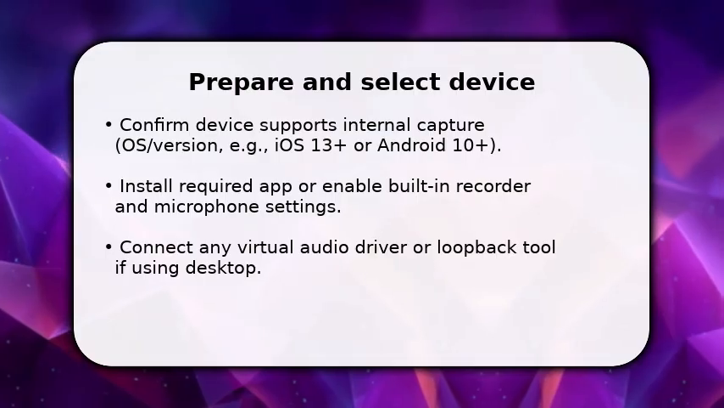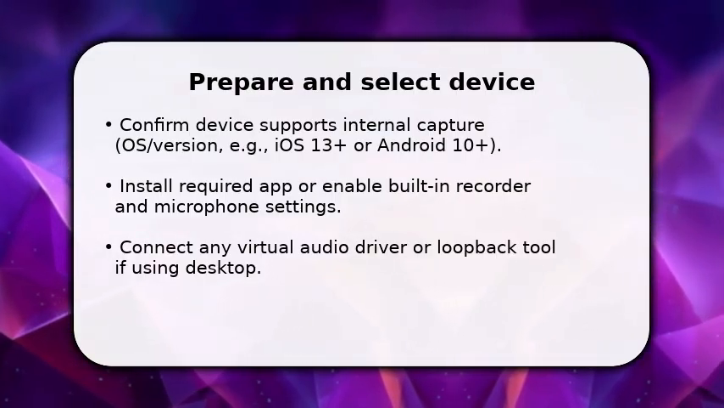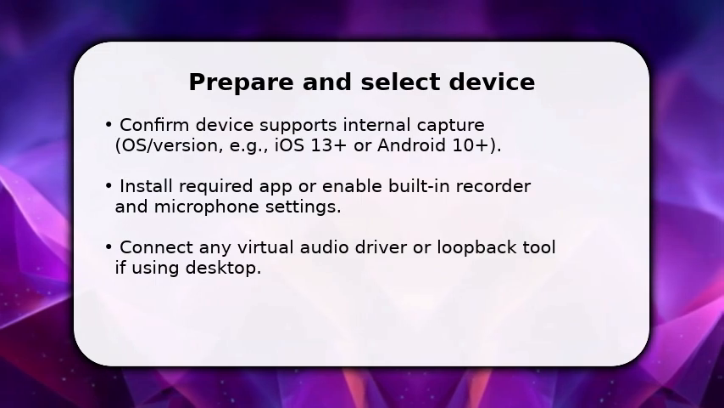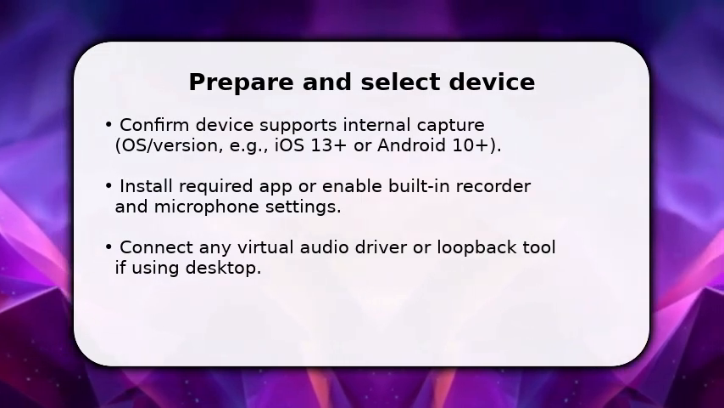Once done, open System Sound Settings and choose the Recorder app as the audio source so internal playback routes into the recorder. This creates the capture path you'll use next.